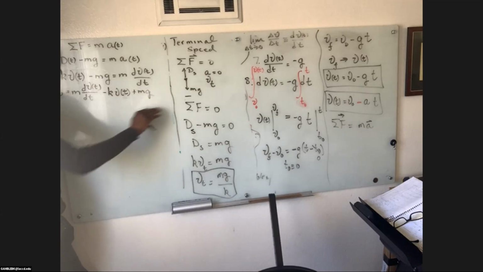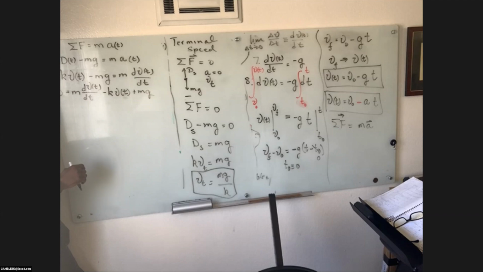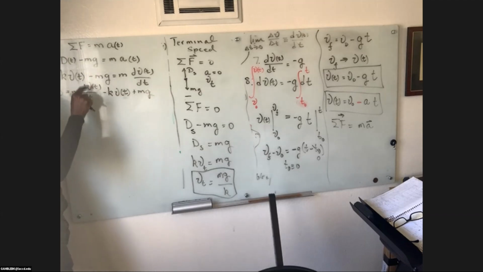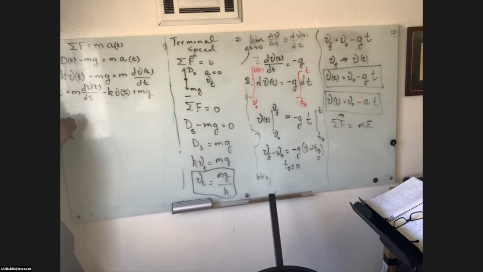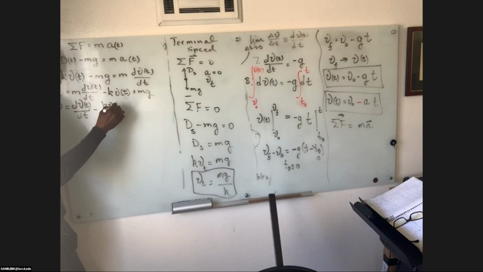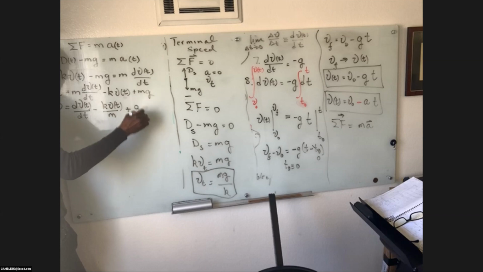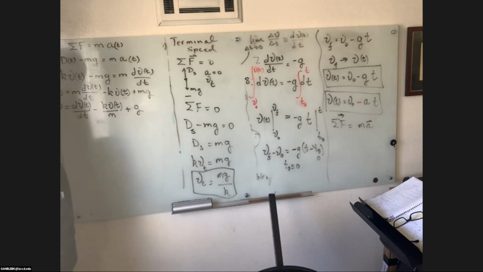I'm going to divide everything through by m because I want to get it in a form where the coefficient of the dv/dt term is 1. So dv of t dt minus k v of t over m plus g. I think that's what I want.